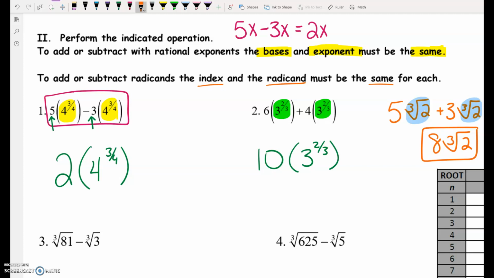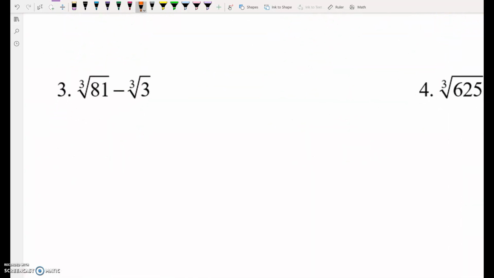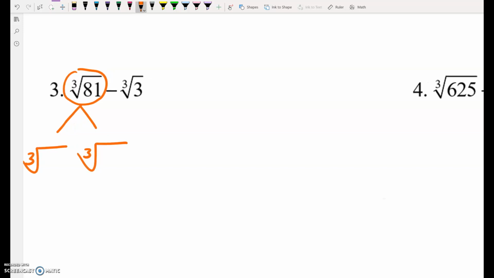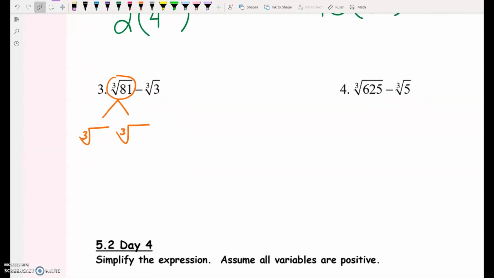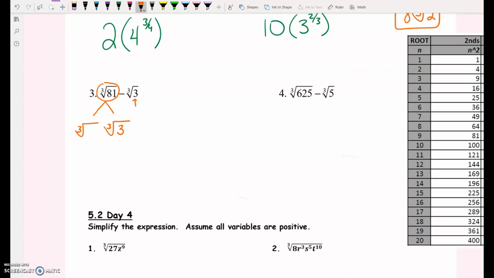So what's the problem in number 3? We need to simplify. We need to take this first thing and split it up using our perfects chart. So we want to split this into the 3rd root of something that's on our chart times the 3rd root of something else. And the nice thing about this is it gives us a clue of how we're going to simplify it. This needs to be a 3rd root of 3. So that could actually help you in the simplifying process.